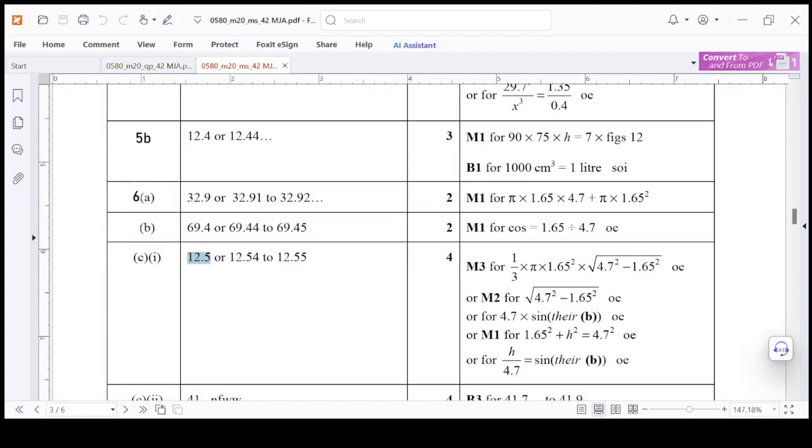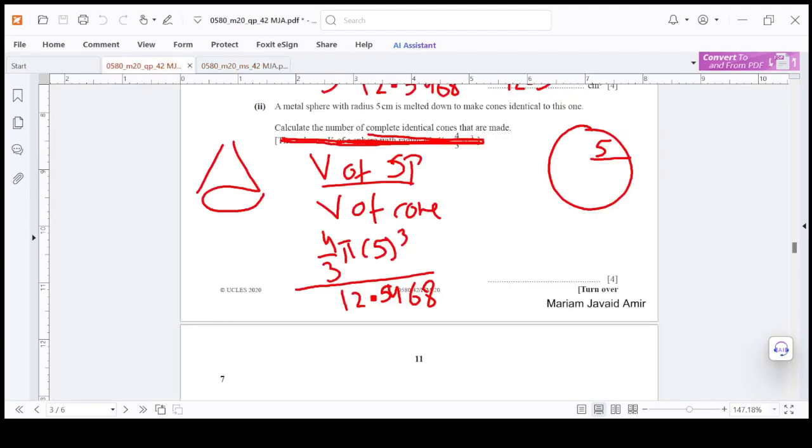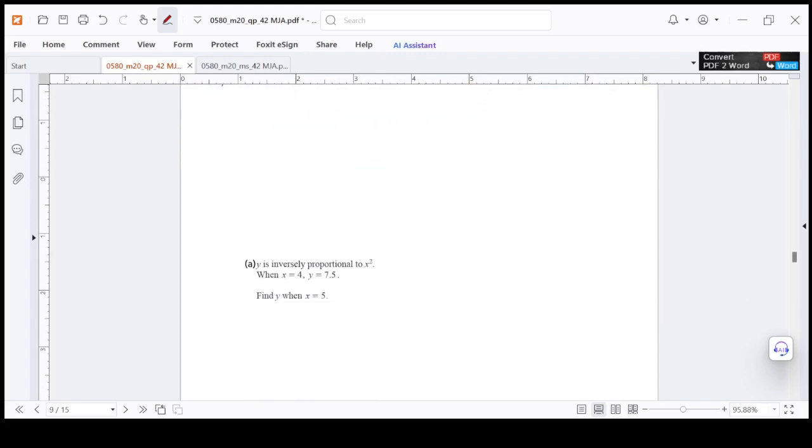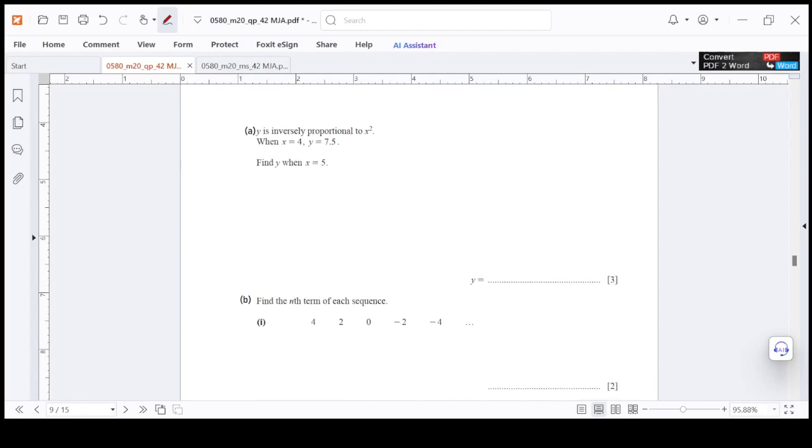Is that right? Yep. Of course, it's going to be 41.7316, but that does not make sense. If it's the number of cones that can be made, it cannot be 41.7. And it can't be 42 either because you don't have enough material for 42 cones. So the final answer would be 41. You round down in such cases. Okay, done. Next up is y is inversely proportional to x squared.